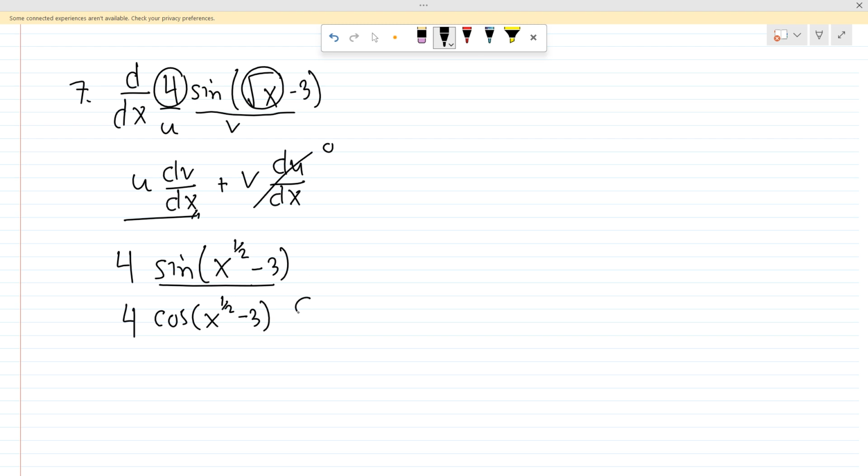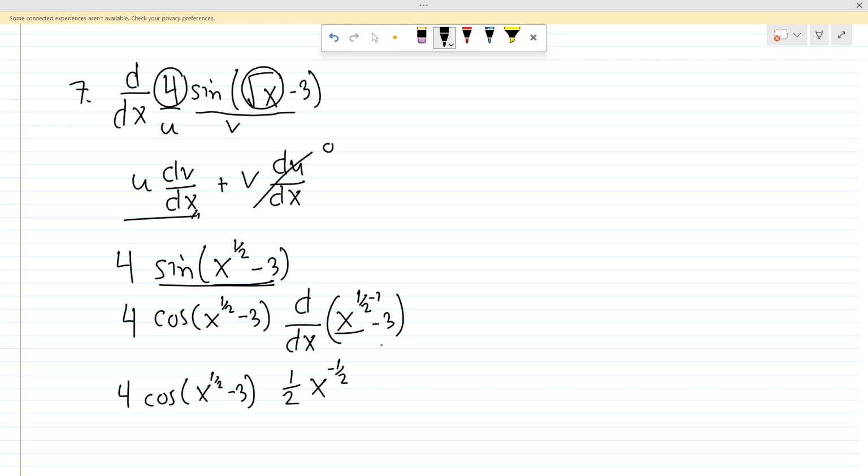Then, you are going to take the derivative of what? Of our function u or yung ating angle. And that would be x raised to 1/2 minus 3. So for this one, just copy cosine of x raised to 1/2 minus 3. What is the derivative of x raised to 1/2? You are going to use the power rule. So, 1/2, then x raised to 1/2 minus 1. That would be negative 1/2. Then derivative of 3 is what? 0. So, therefore, minus 0.